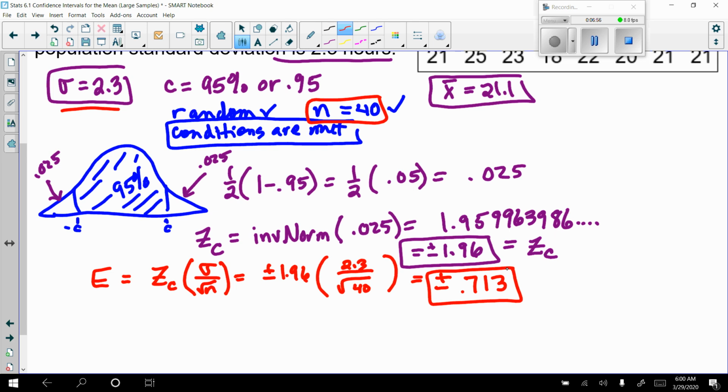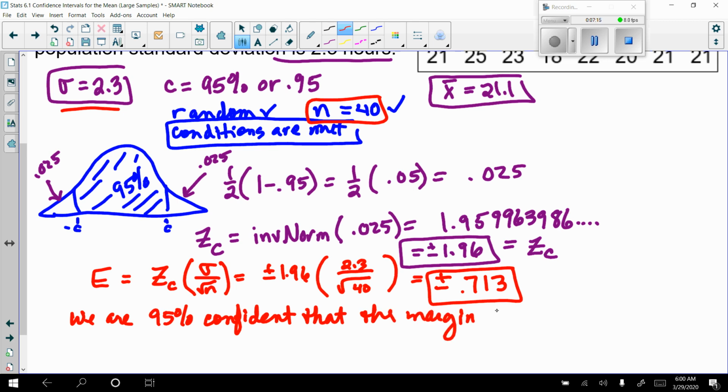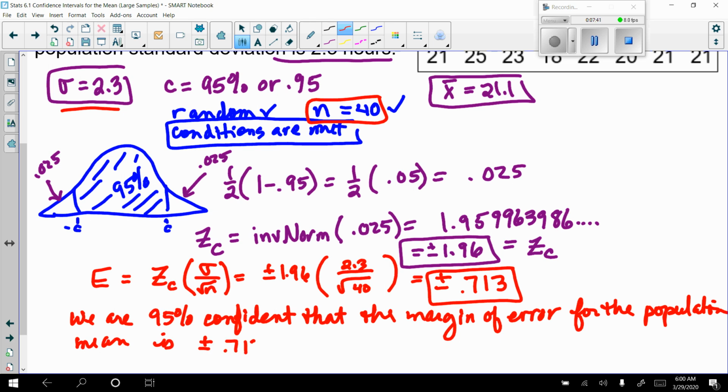Okay, so all of that was so that we could make this statement. We are 95% confident, because that was the confidence level they asked us to find, that the margin of error, how much we can be off by either above or below the actual number for the population mean, is plus or minus 0.713 hours.